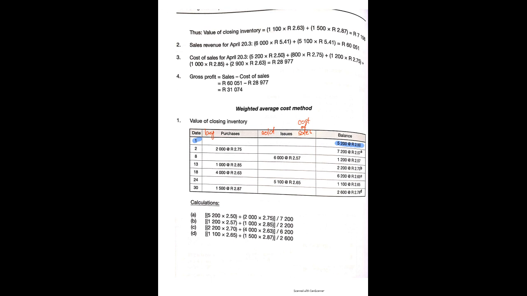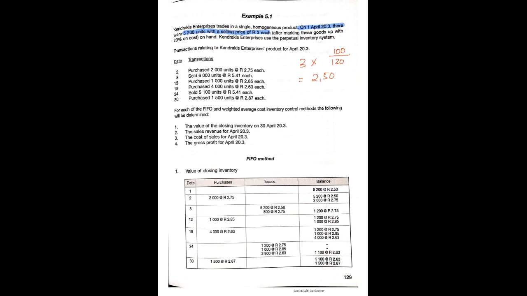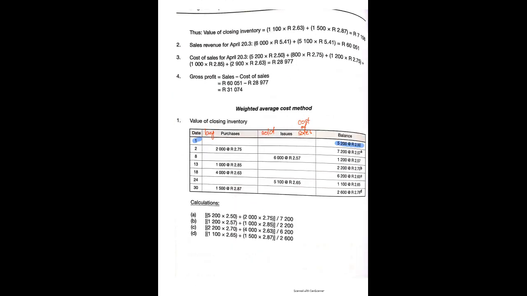Then the next transaction was that you had purchased on the second 2,000 units at 2 Rand 75. So you'll record that under the purchases column as well: on the second, 2,000 at 2 Rand 75. But the difference now comes in with your balance. When you're working out your new balance, it's not the same as the FIFO method, because what you're going to do is take the previous balance, which was 5,200 units at 2 Rand 50.